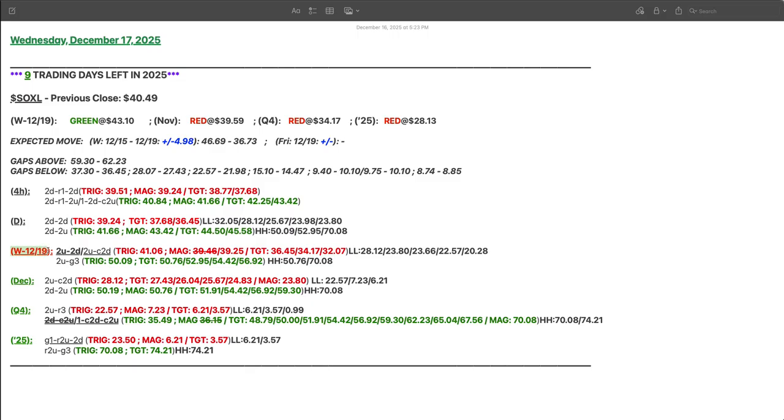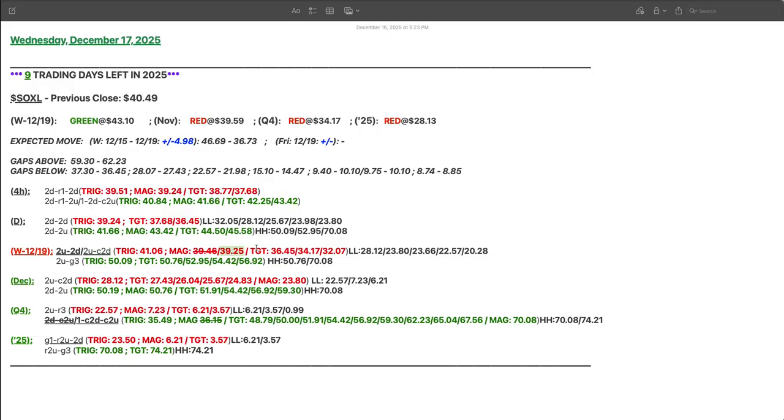On the week is red. We triggered a 2 up, 2 down on Monday, immediately essentially. That triggered at 41.06 and had a magnitude of 39.46. Now we closed above that 39.46, but we still reached that intraday, so the target was hit. When that target was hit, that did trigger the 2 up combo 2 down. That magnitude is 39.25, so not a whole lot more to go.